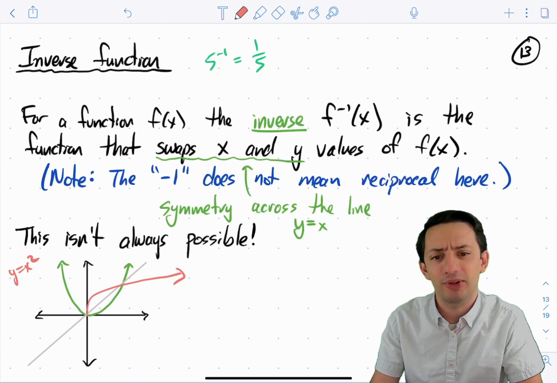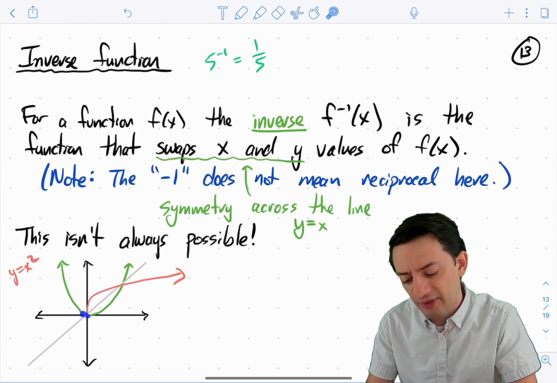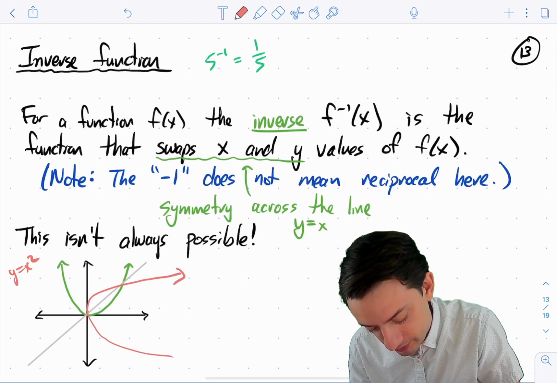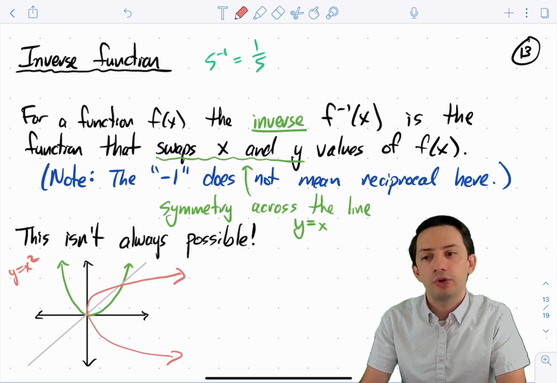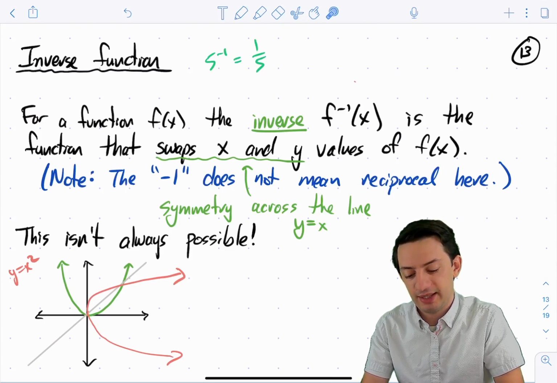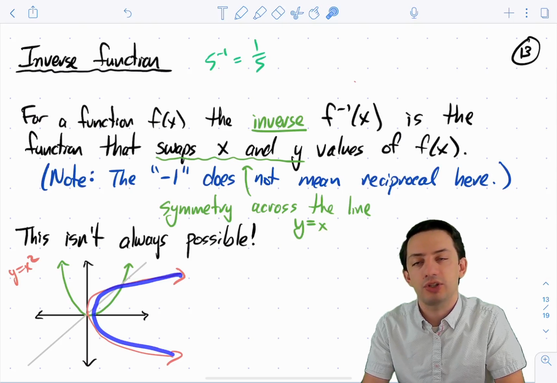Not exactly to scale, but close enough. This left-hand side, if I flip it over the line, looks kind of like this. So if I try to talk about the inverse of the green function, then what I get is this thing. But this is not even a function.